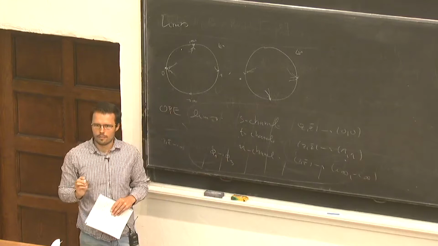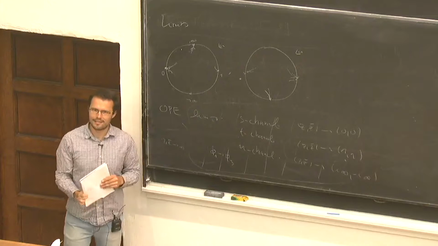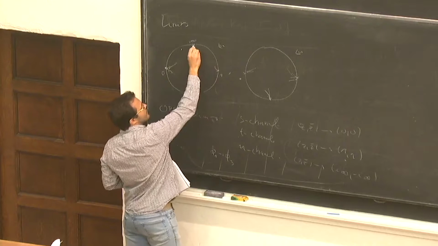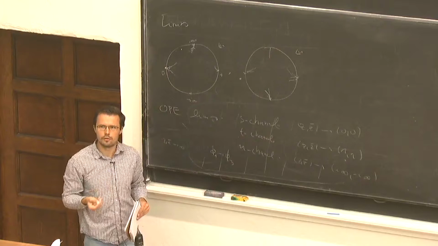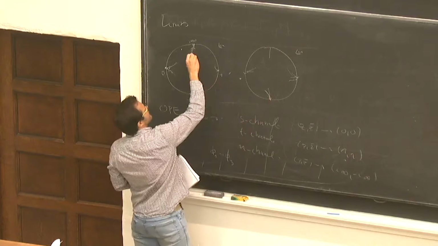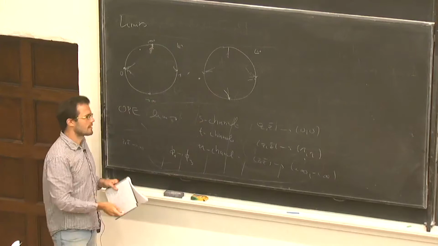It is the Regge limit. It is one where in W I go to i infinity, and in W bar I also go to i infinity. This is not the U-channel OPE limit, because in U-channel I need to go to infinity and minus infinity, but this is a completely new kind of limit, which is not controlled by any OPE in any particular way. It can be approached from the inside of the crossing region. It's called the Regge limit.